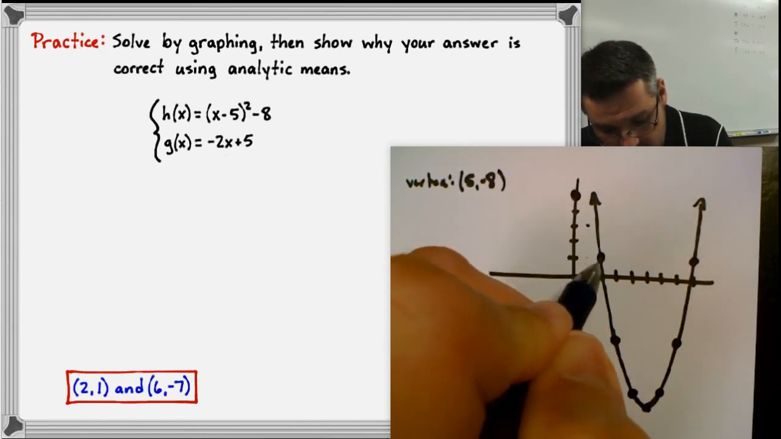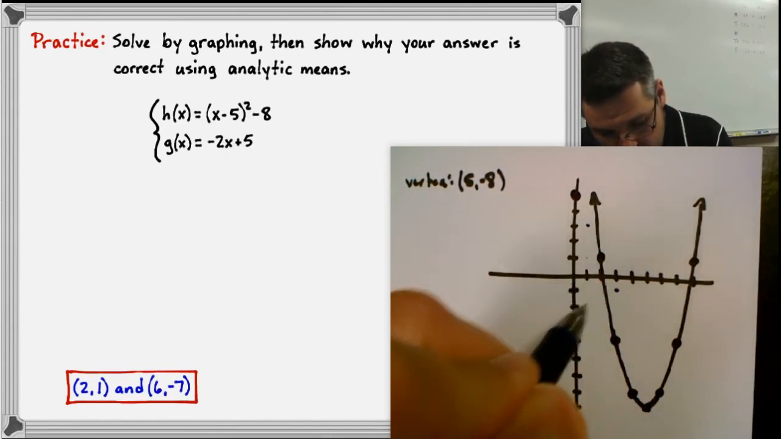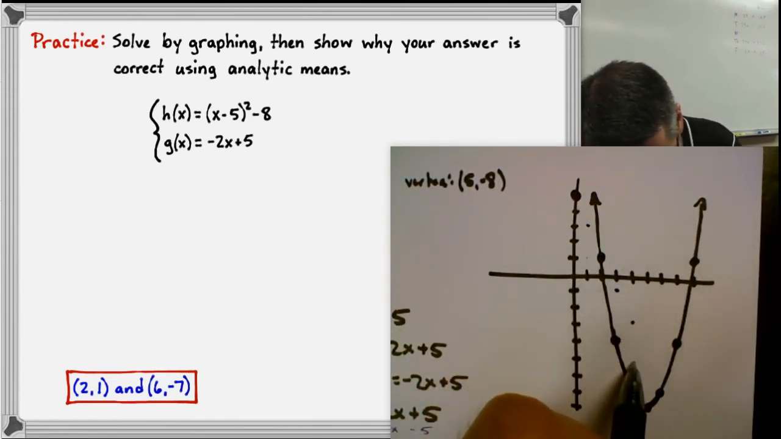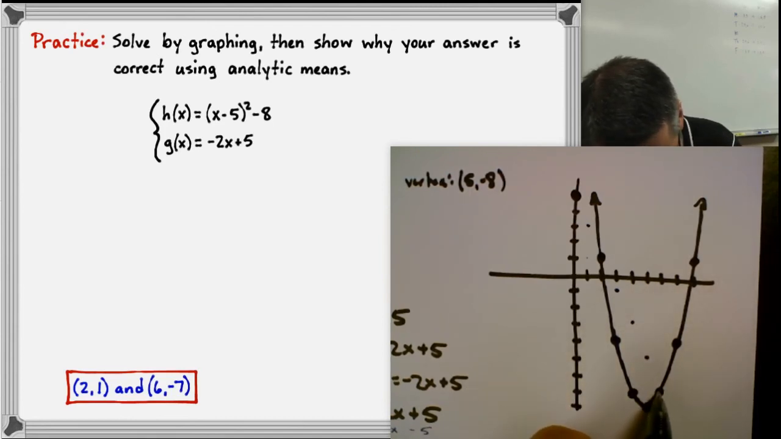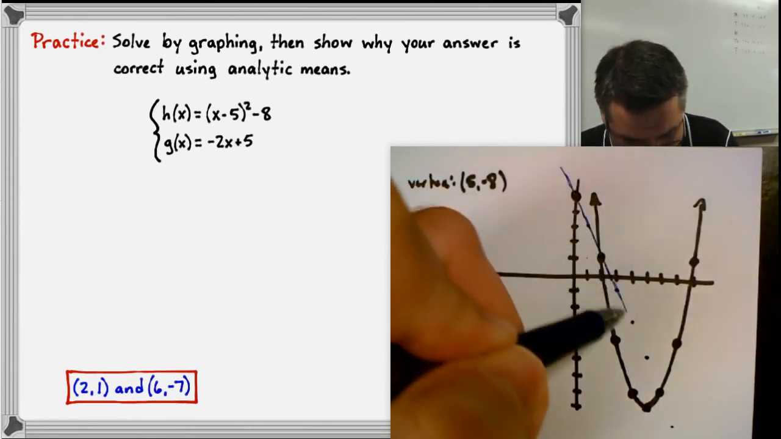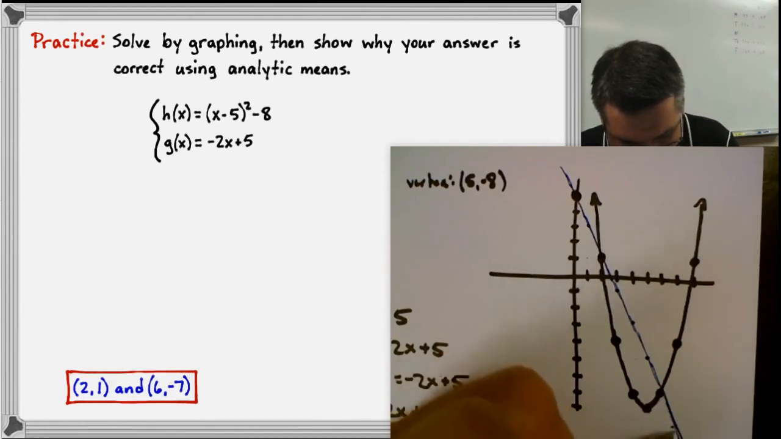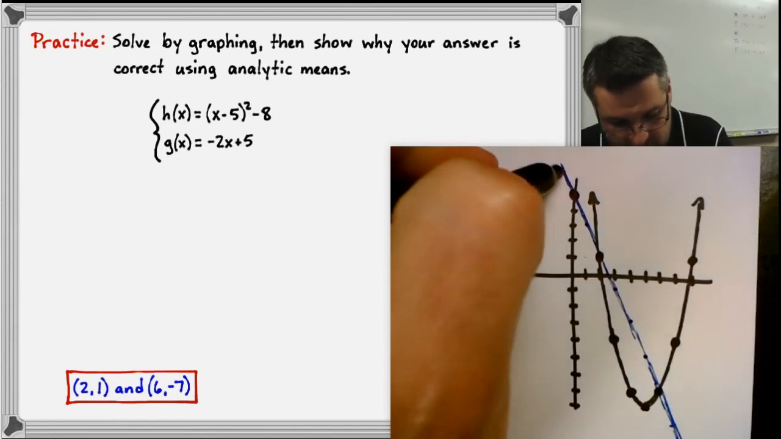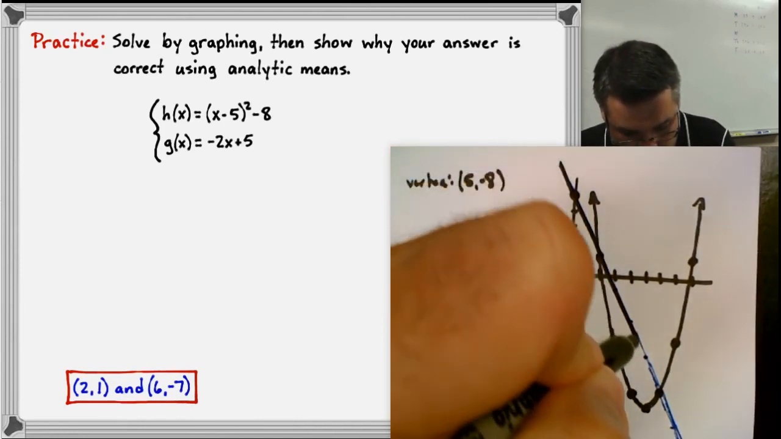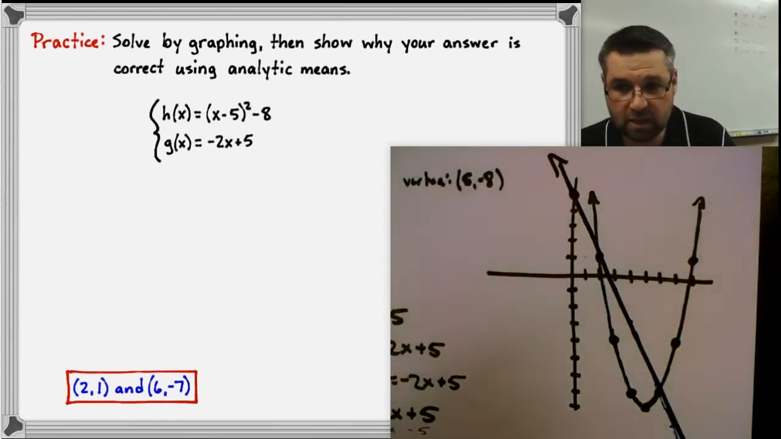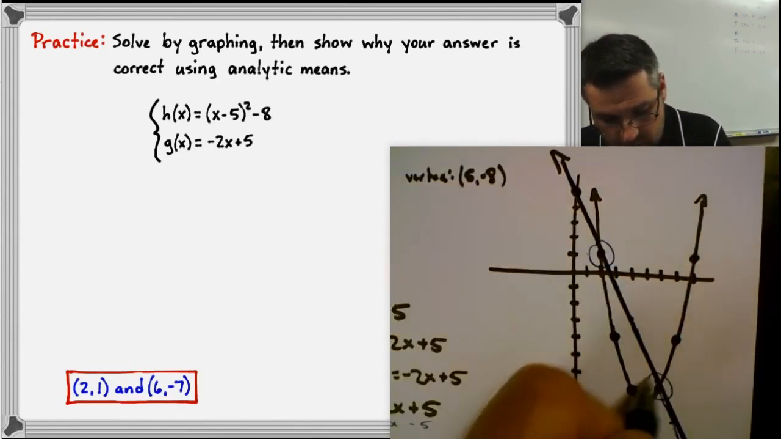We found 1. And then down 2 over 1 again, and down 2 over 1, down 2 over 1, down 2 more, and over 1. And we can keep going if we wanted to, but here's my line. And so now we can see pretty accurately here, not the greatest line, but we can see that this line and that parabola intersect at 2 points. They intersect here and they intersect there.